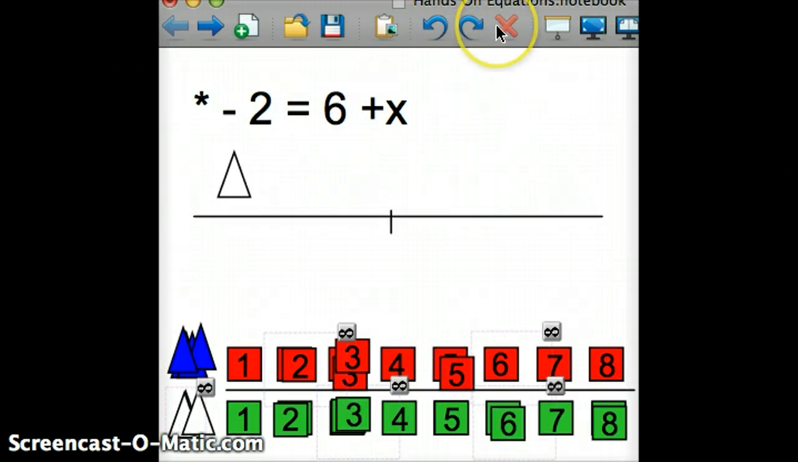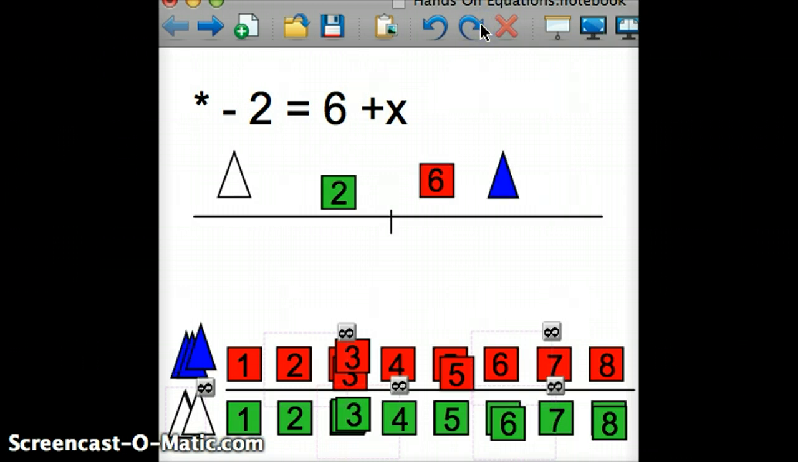Our next problem is star, and now we have to subtract 2. Since I don't have a 2 on the board, what I'll do is I'll add a 0 value, and now I can subtract the 2. So away with the red 2. Equals 6, so a red 6 plus an x, a blue pawn.